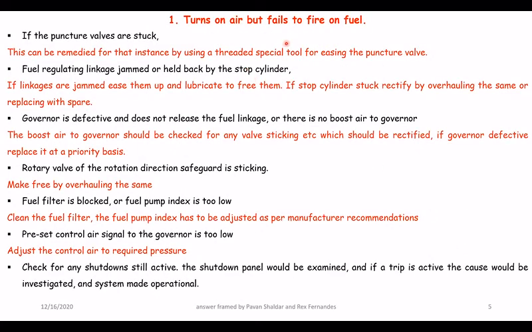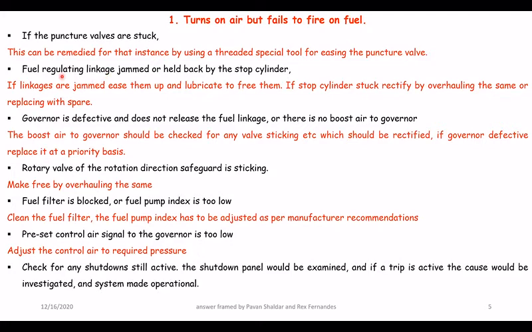Turns on air but fails to fire on fuel. If the puncture valve was stuck, this can be remedied, for instance, by a threaded special tool to ease the puncture valve. So you can put a T-type tool with a thread in the puncture valve and lift and push it 2-3 times. So ease the puncture valve. Once the puncture valve is eased, the fuel will start to be inducted into that unit. You can know that by the exhaust temperatures. It will be lower if that particular pump is not injecting.